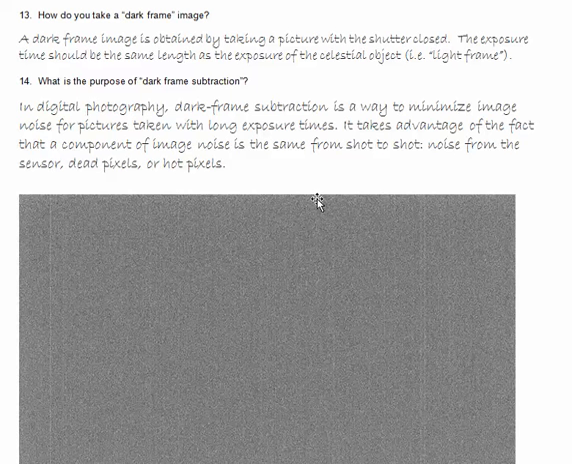As we saw during Night Lab, the dark frame image is obtained by taking a picture with the shutter closed. The exposure time should be the same length as the exposure of the celestial object. For example, we took a 30-second exposure of the Orion Nebula and a 30-second dark. We also did the same thing for minor planets as well. In question 14, it says, what is the purpose of taking that?